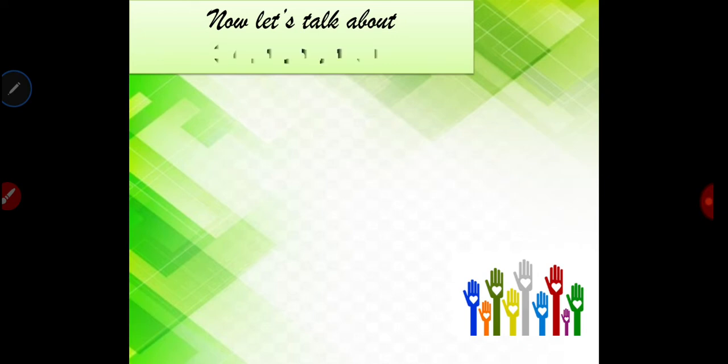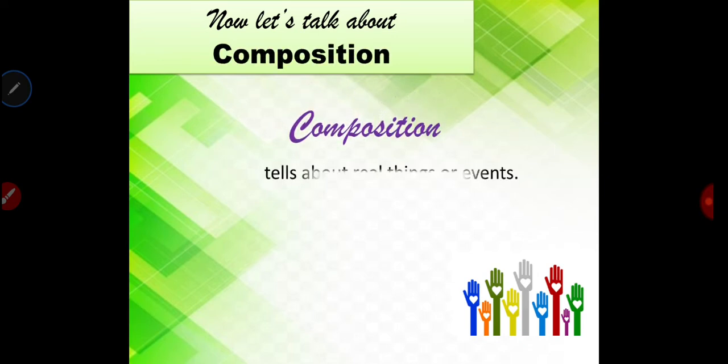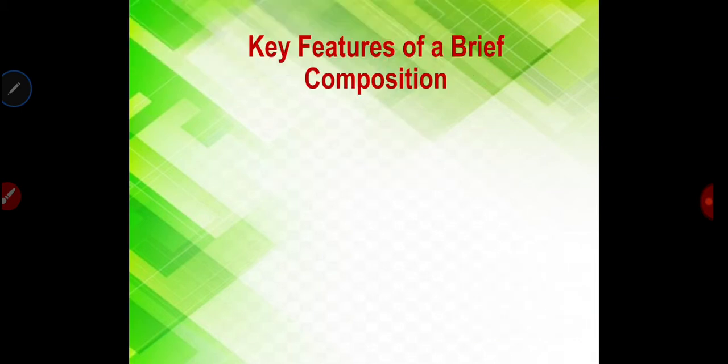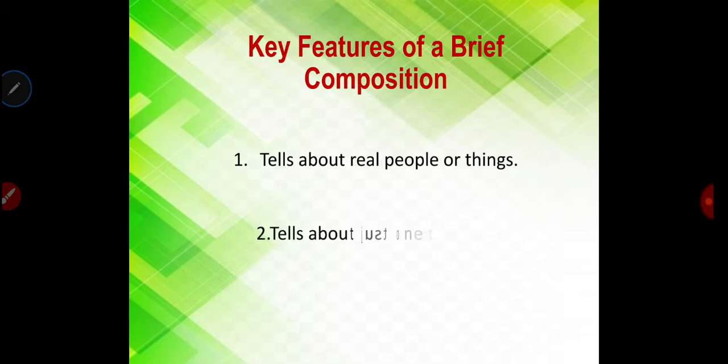Now let's talk about composition. What is a composition? So a composition tells about real things. All right? Real things or events. So it is really, again, happening in real life. So what are the key features of a brief description or composition rather? First, it tells about real people and things. And number two is it tells about just one topic.